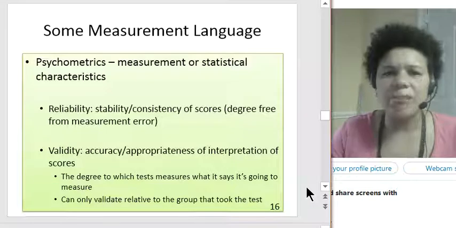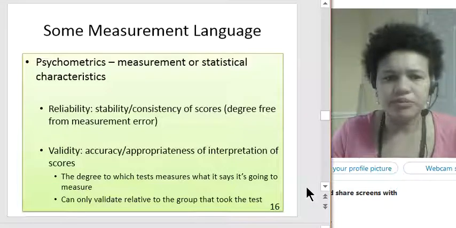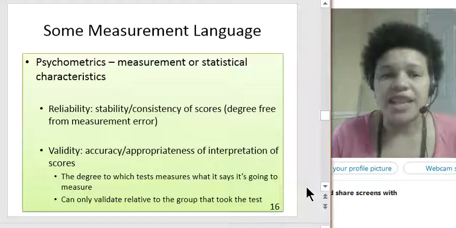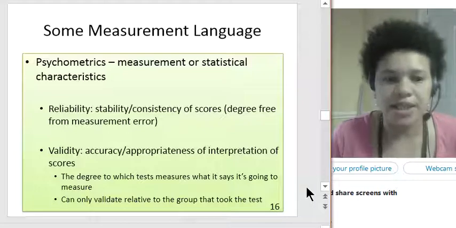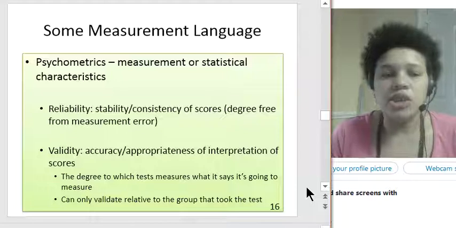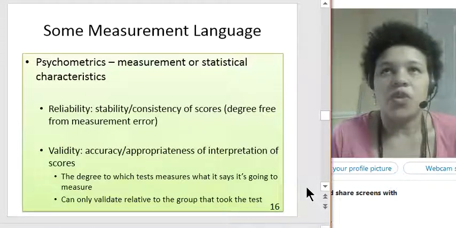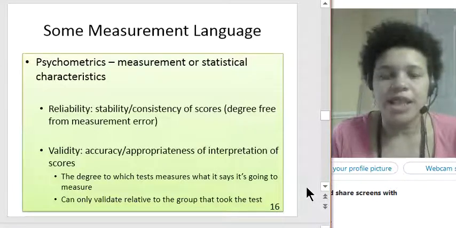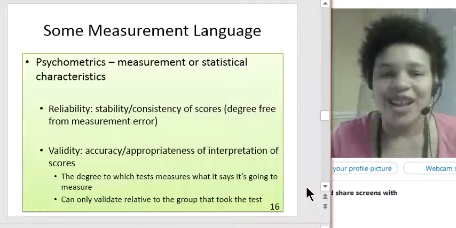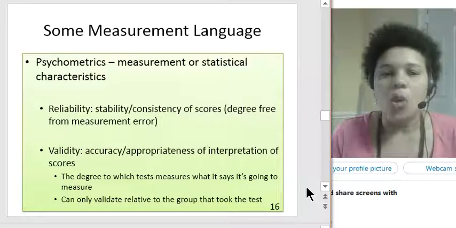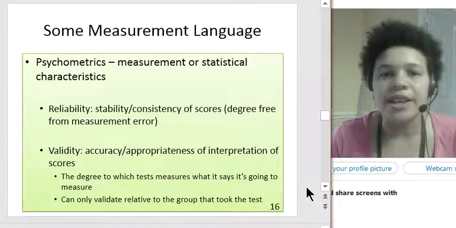So let's just go over some basic measurement language. The psychometrics of a test are the measurement or statistical characteristics. And these include reliability, which is basically the stability or consistency of scores. The idea, remember, with quantitative research is that we're trying to find out the truth, right? So reliability relates to how close are we to the truth? How reliable is our test towards getting at the truth?